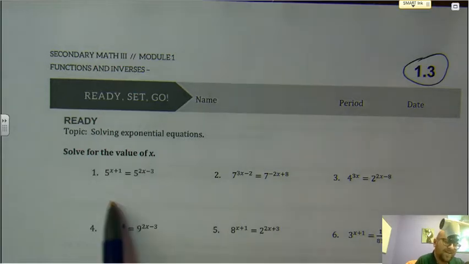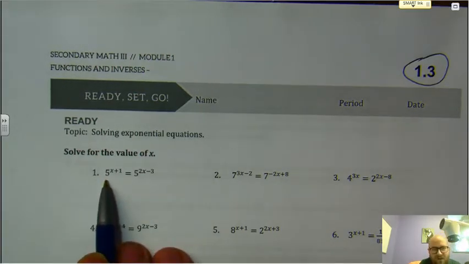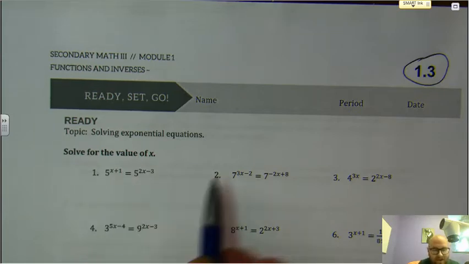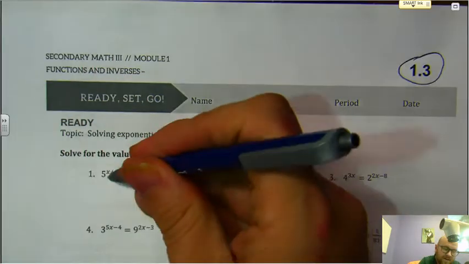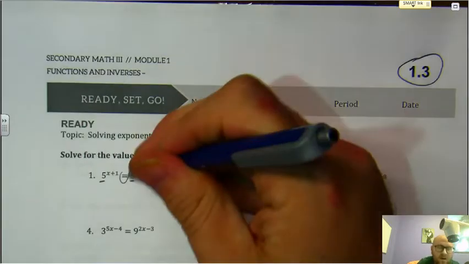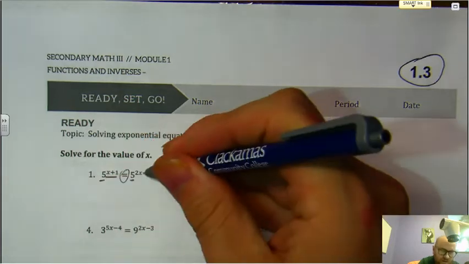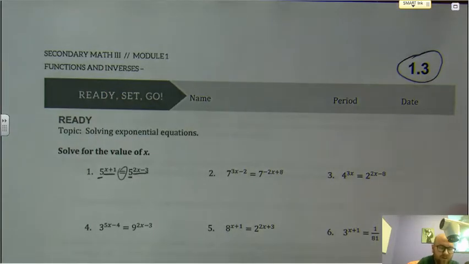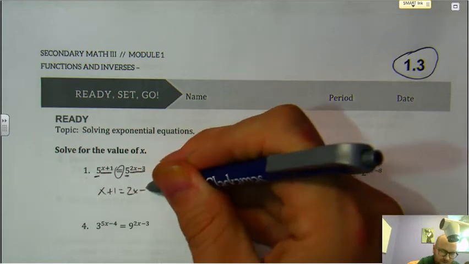All right, we've got number one here. What we see here is we have a couple things in our exponents. We have a base of 5 being raised to the x plus 1, and then we have a base of 5 being raised to the 2x minus 3. And so if we have the same base and they're equal to each other, then that means their exponents must be the same. So that means whatever x plus 1 is has to be the same as whatever 2x minus 3 is. So x plus 1 has to equal 2x minus 3.